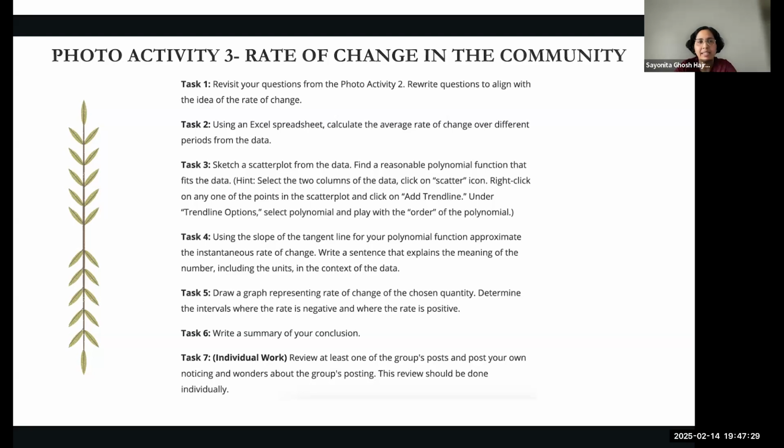So that was done in the group. So task 1 through task 6 was for group work. And then task 7 was to review at least one of the other groups' posts individually and post their own noticings and wonders about that group's posting.